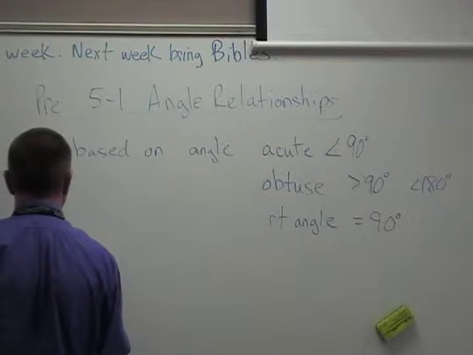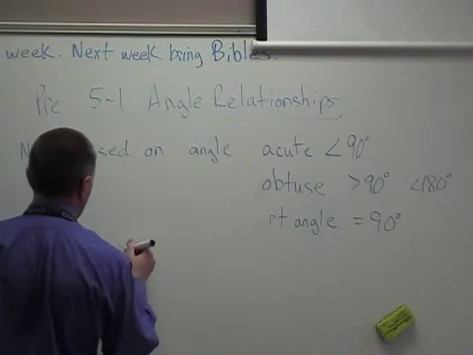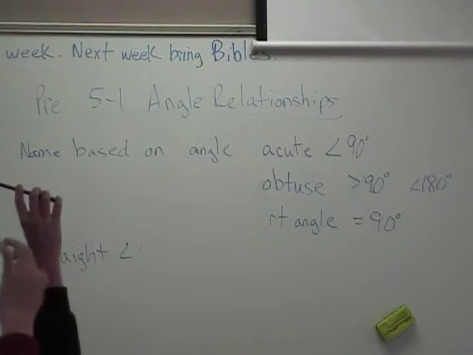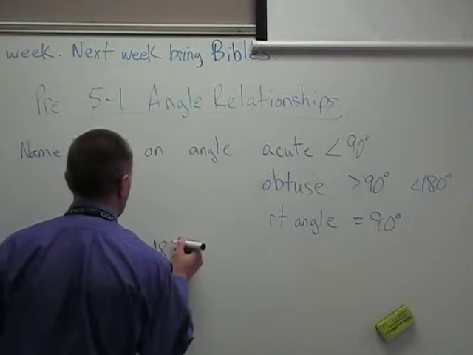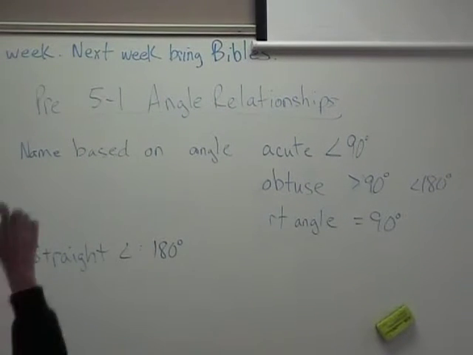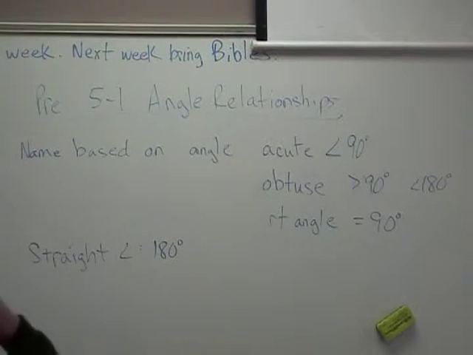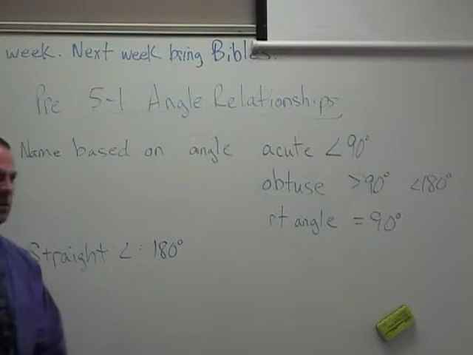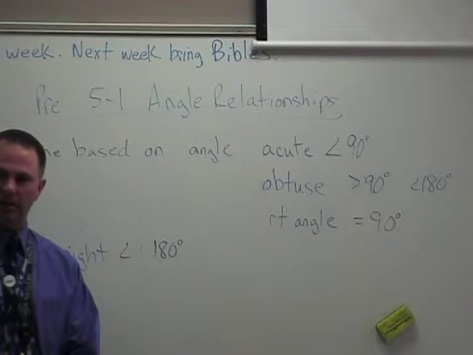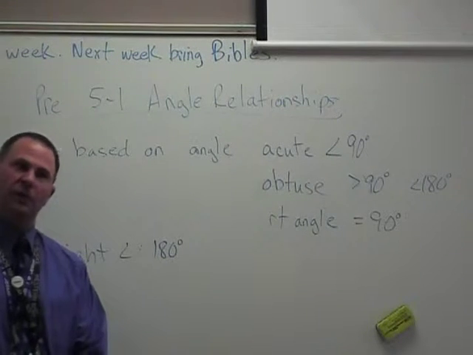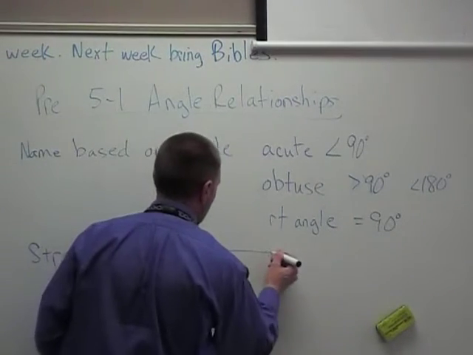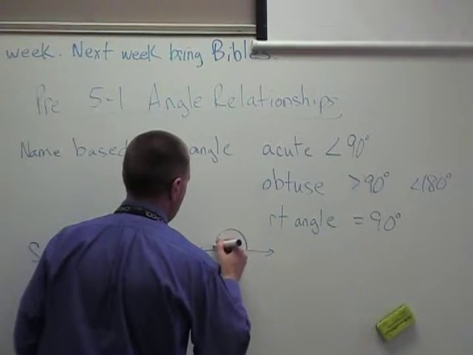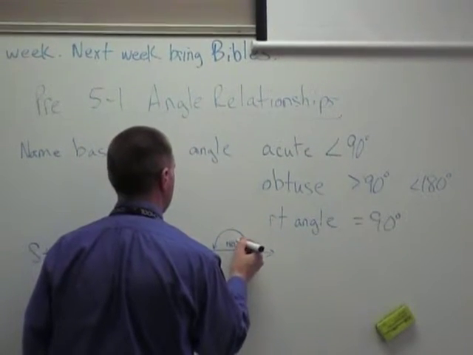So, by a show of hands, what is a straight angle? 180 degrees. So what does 180 degrees look like? A flat line, a straight line. It is important that you understand that it's a straight line. Anytime you have a straight line, you need to be thinking it's 180 degrees. That's important for the other stuff we're going to be talking about. Here's a straight line, and we measure it like this. So that's 180 degrees.